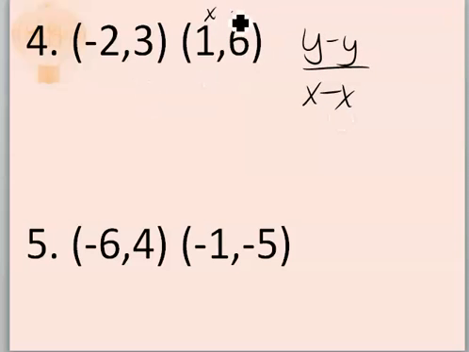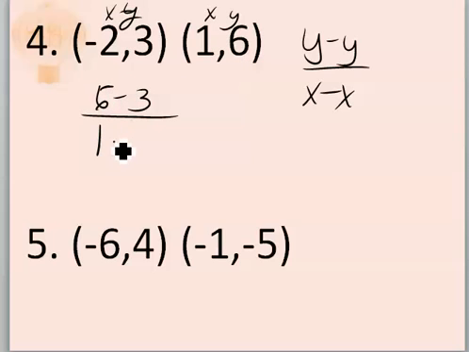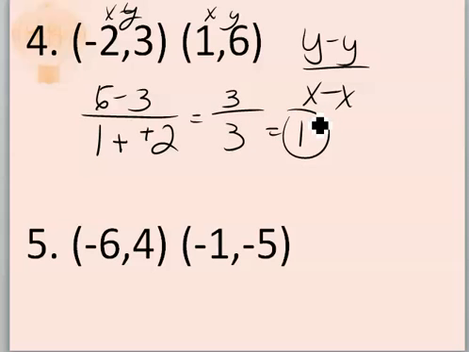For this one, we're going to do 6 minus 3 for the top. Since we started with 6 on top, I'm going to start with the 1 on bottom. So we'll have 1 minus a negative 2. Minus a negative turns into plus a positive. 6 minus 3 on top is 3. 1 plus 2 is 3. And this reduces to a slope of 1. Please pause the video and try example 5.